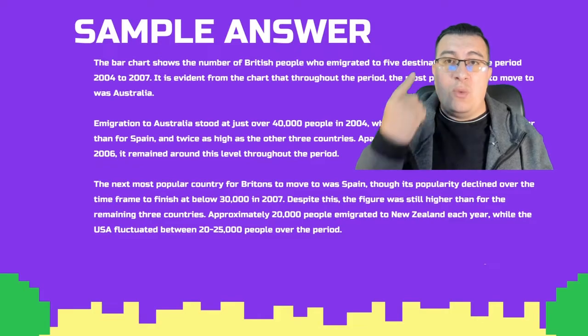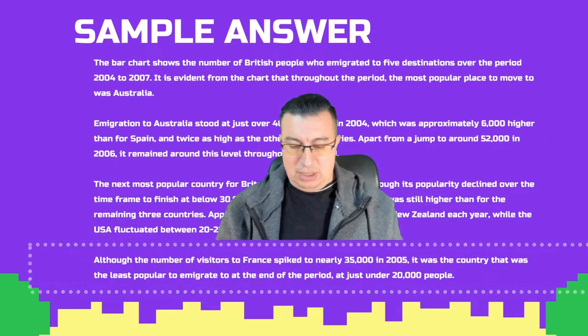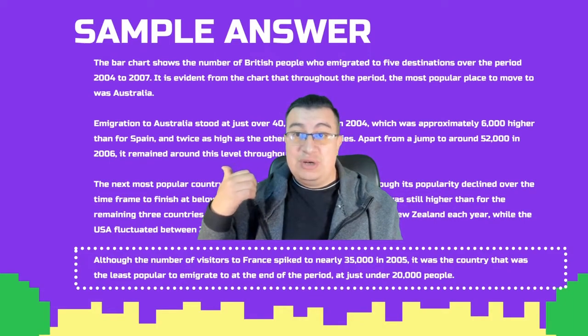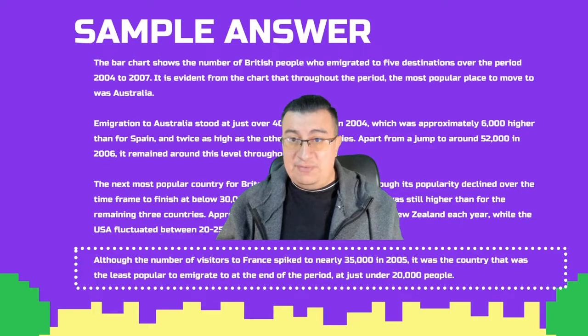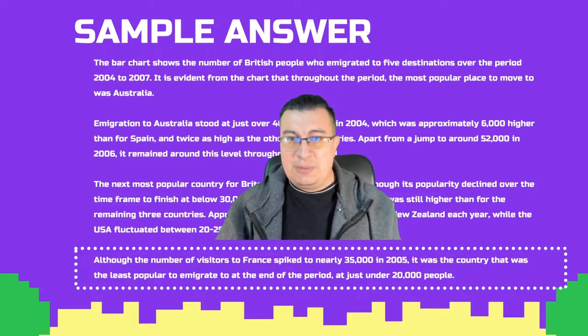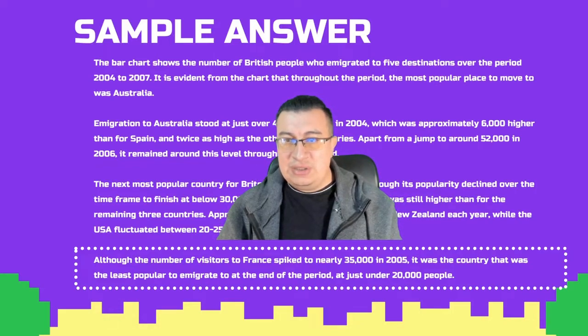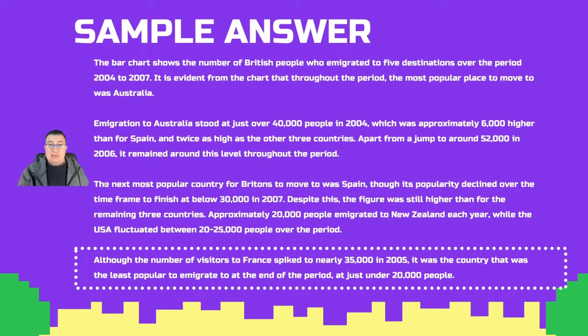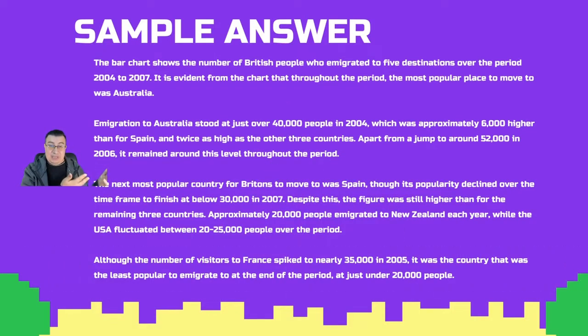We're just missing one, and that's France. Well, that's short. Well, it has to be short, really. And actually, if you see here, the text looks really short. Although the number of visitors to France spiked to nearly 35,000 in 2005, it was the country that was the least popular to emigrate to at the end of the period, at just under 20,000 people. That's it. This is an ideal sample for this task.